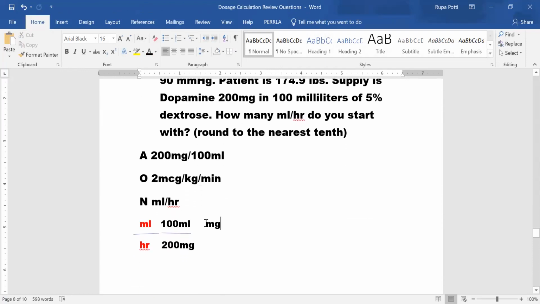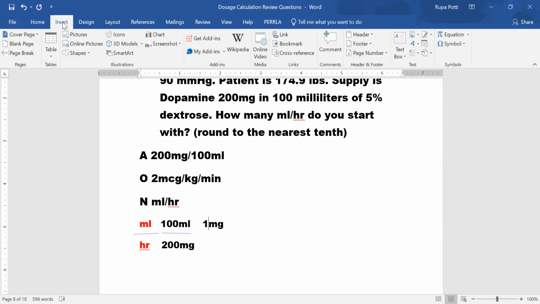So now you will say, okay, 1 milligram is equal to 1000 micrograms.